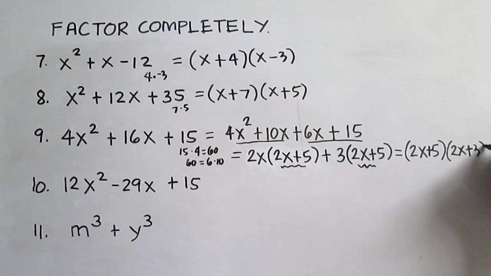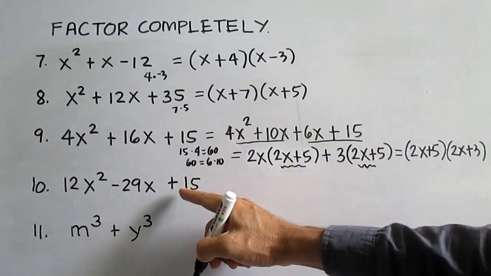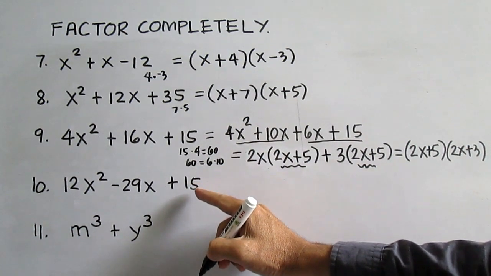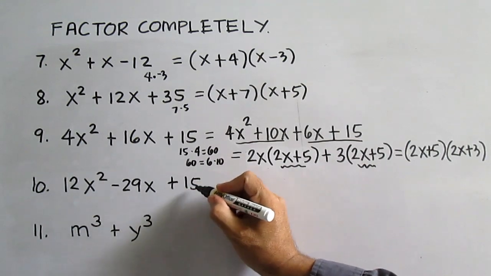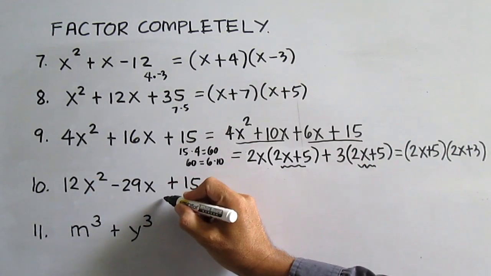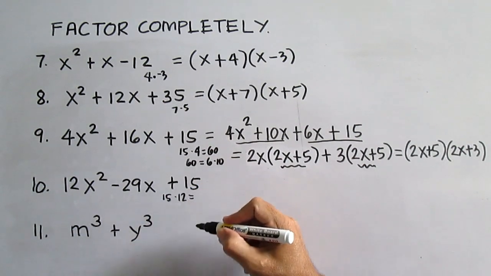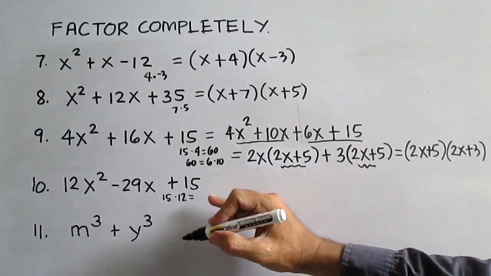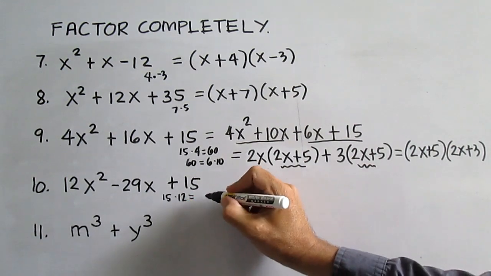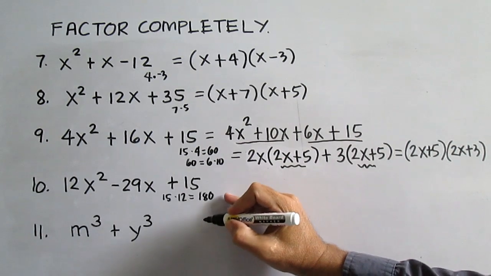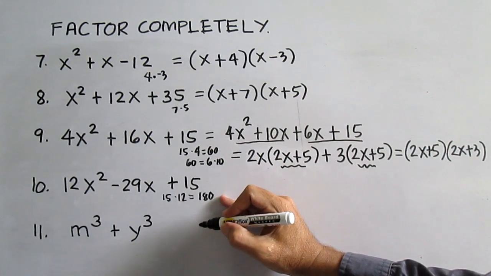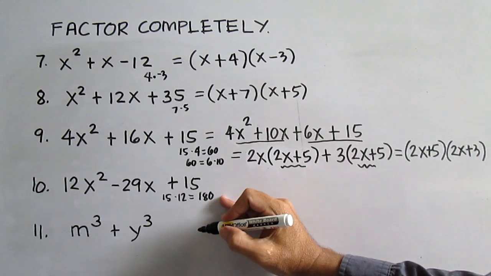Number 10 is another general trinomial with a greater than 1. So multiply 15 and 12. 15 times 12 is equal to 180. Then think of two numbers that will give you a product of 180 and a sum of negative 29.